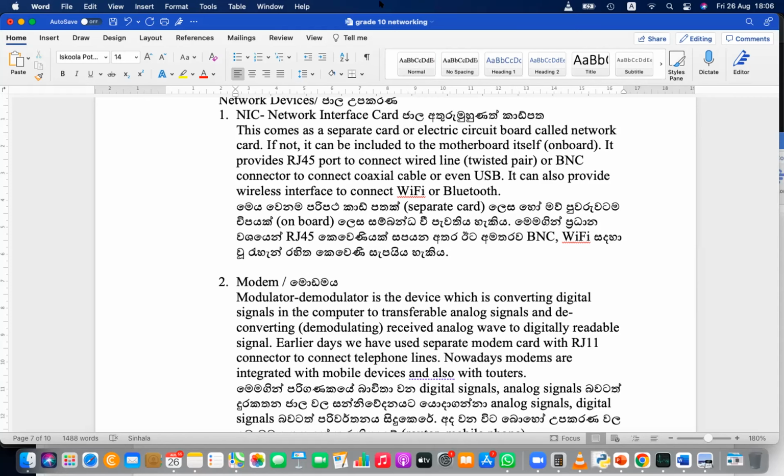So actually at that time no mobile phones were providing smartphone facility.